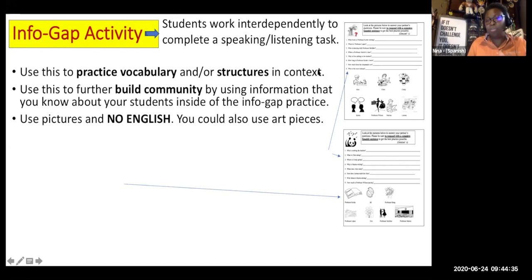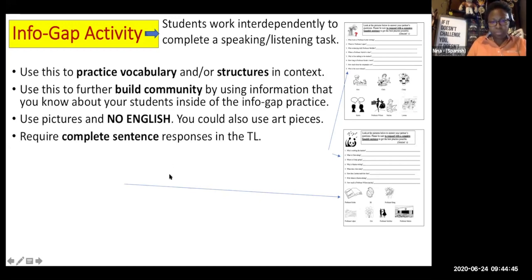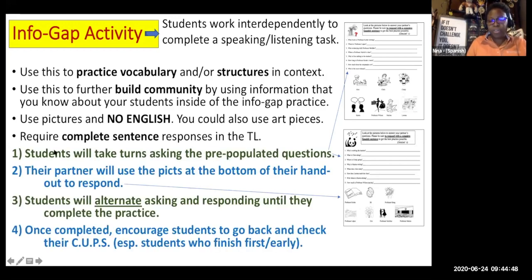And the question over and over would be, what does Michelle like to eat? What does Halinka like to eat? And so the vocabulary is what they would be working on, if that makes sense. All right, so you'll take turns asking these pre-populated questions.